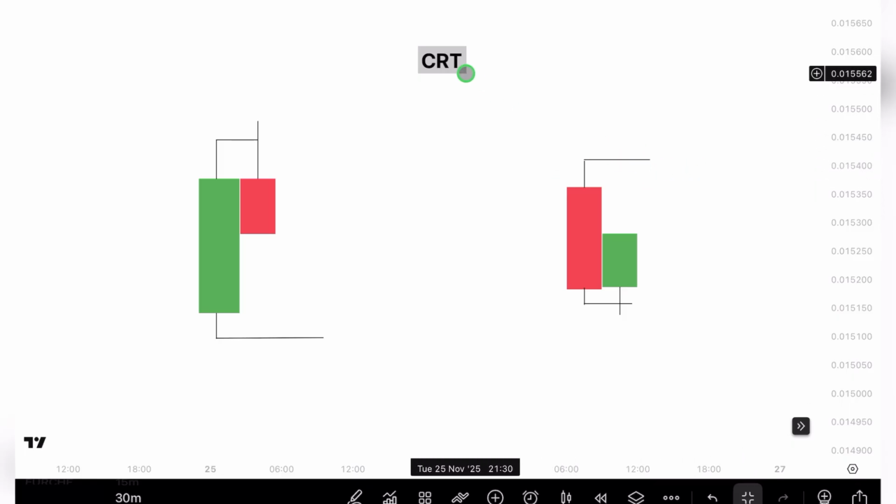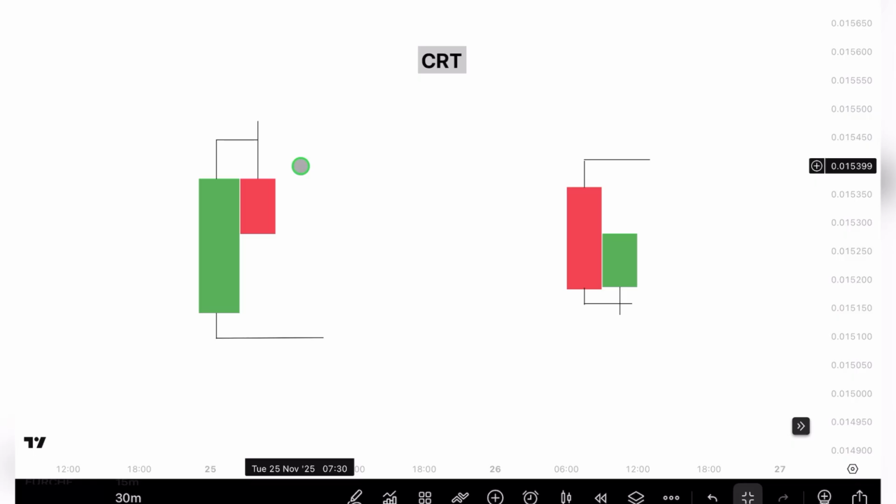So what is CRT? CRT stands for Candle Range Theory. It's not a strategy, okay? It's a thing that you have to look for on the chart, okay? Just for confirmation. So I will tell you what a CRT is.